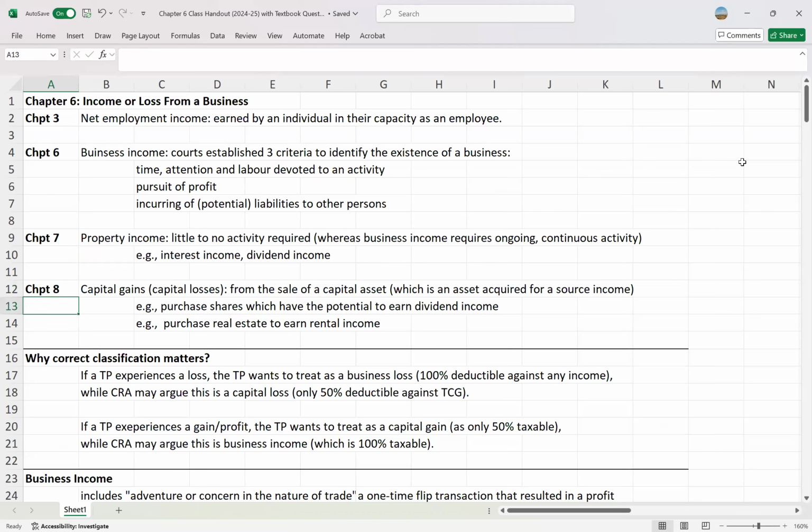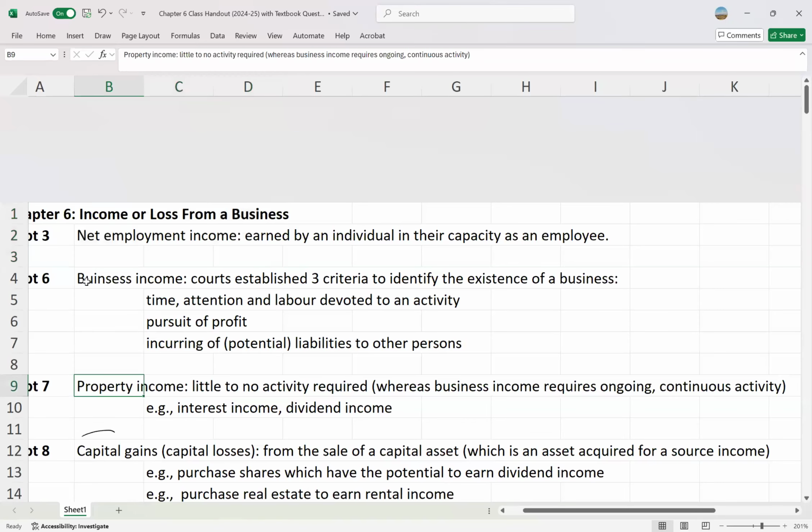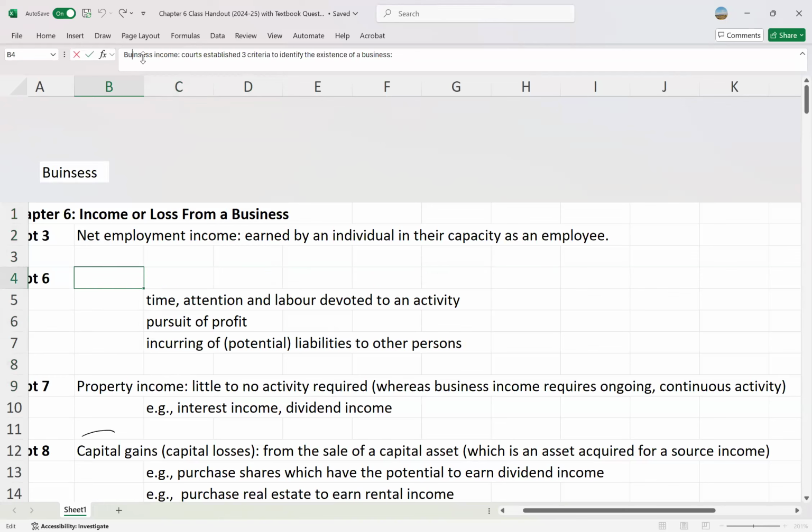And the reason why we have these separate chapters is that there are different rules that deal with calculating the income from employment versus the rules for calculating income from a business versus rules for property income versus capital gains and capital losses. So today we're going to focus on business income. And at the top here, business income basically requires these 3 criteria in order for it to be considered business income.